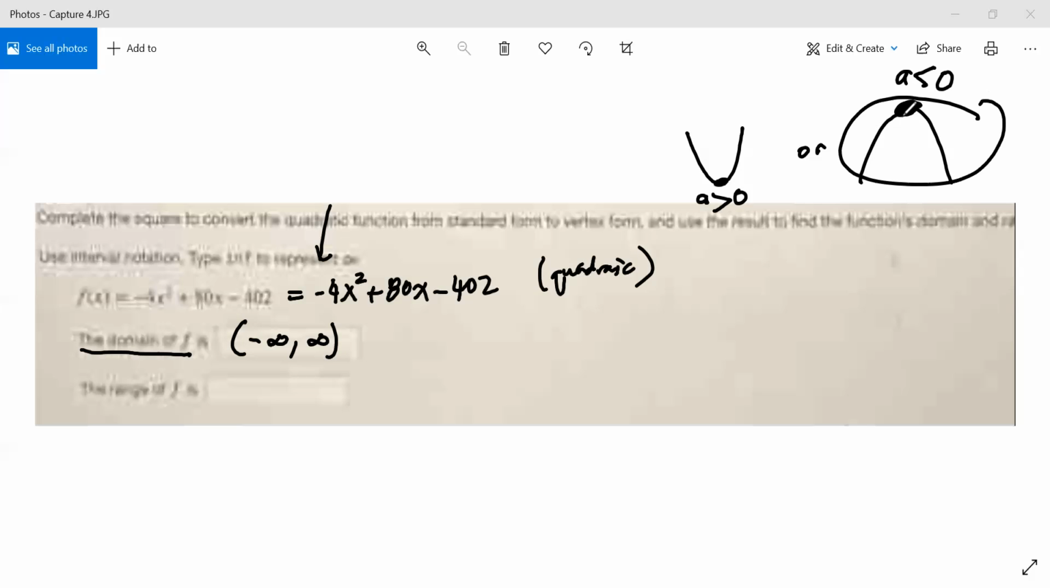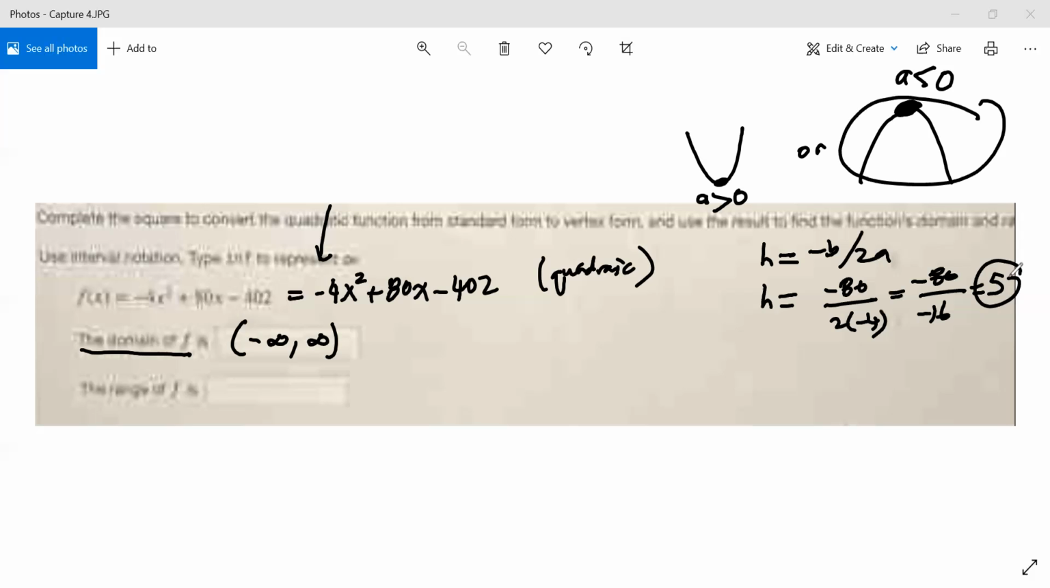And I'm going to need to compute the vertex, in this case the y value of the vertex, okay, which is k. So first I will do h, that is negative b over 2a, where b is 80, so that's negative 80 over 2 times negative 4, which is negative 80 over negative 16, and that's 5. So h is 5. Then I take 5 and plug it back into the function to find k. So k will equal negative 4 times 5 squared plus 80 times 5 minus 402.